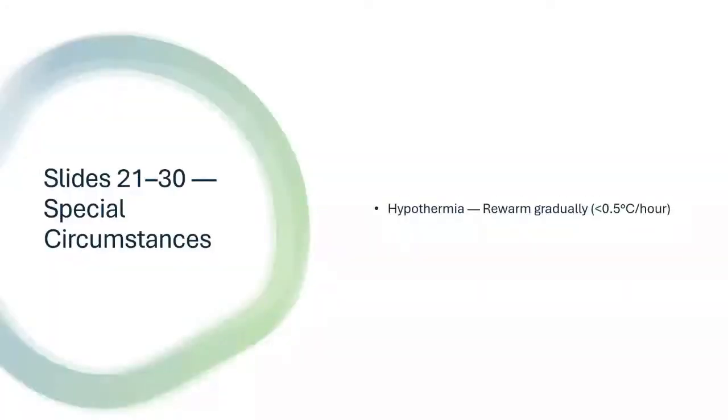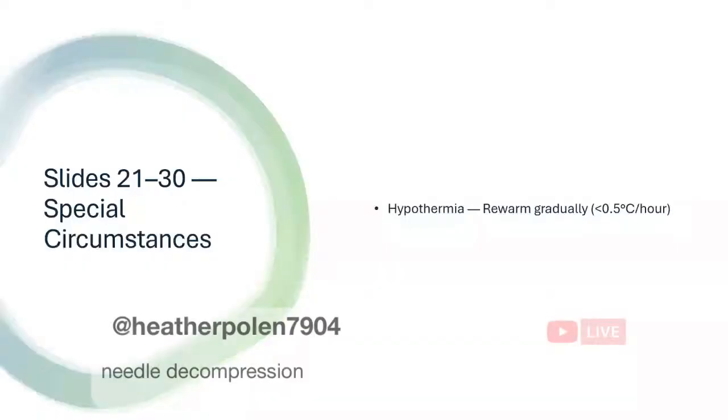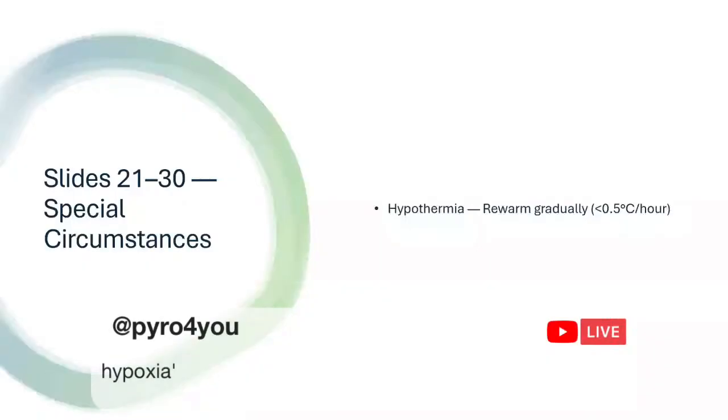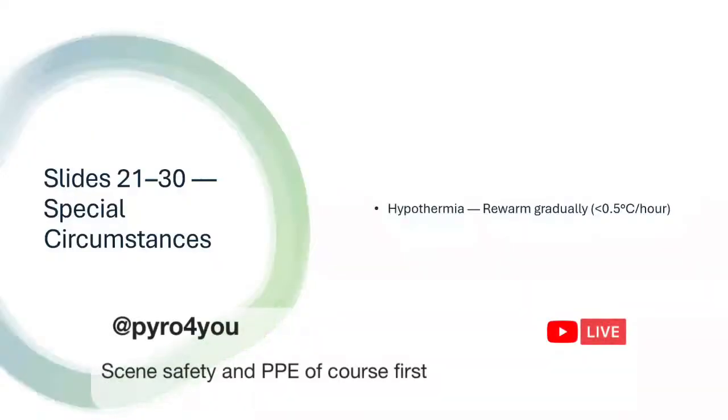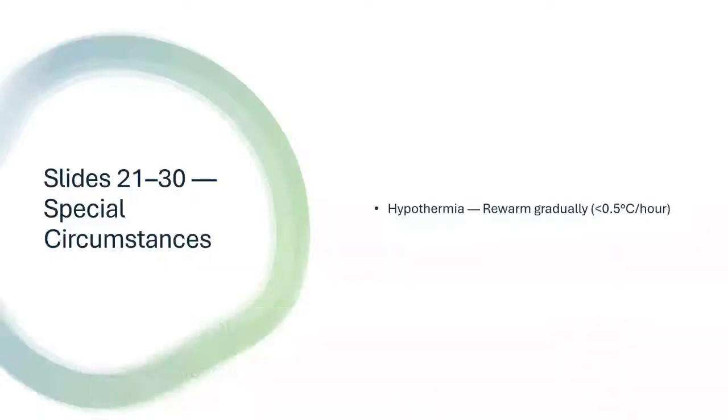All right, so for the next set of slides, we'll talk about special circumstances. All right, so for hypothermia, rewarm gradually. It's 0.5 Celsius per hour. And then what methods do you guys use for rewarming? Typically don't. Just warm blankets, or dry the patient off if they're wet. Yeah. Well, warm fluids.